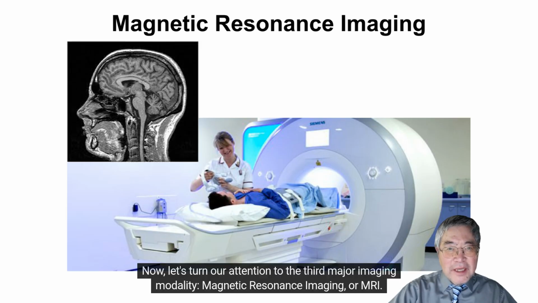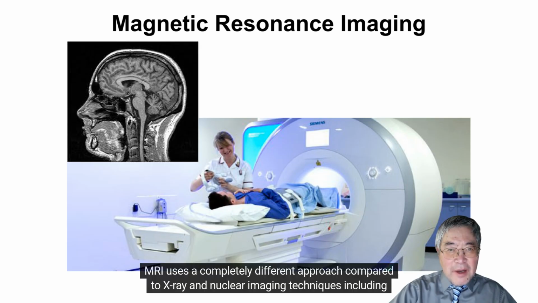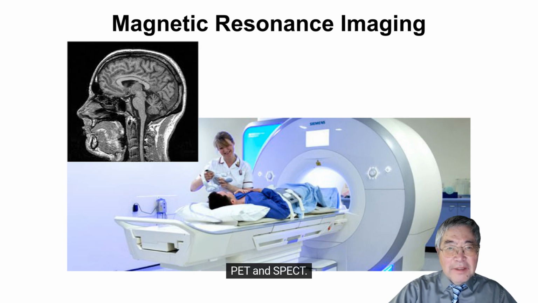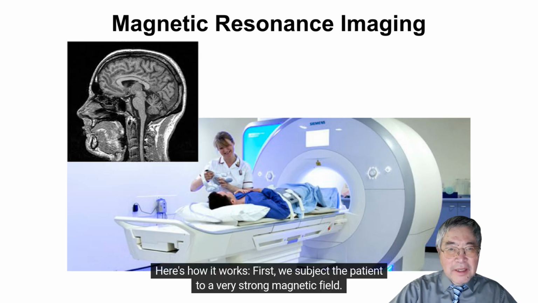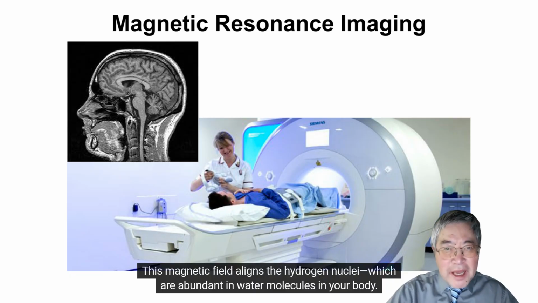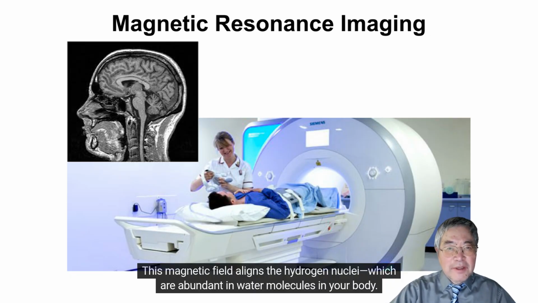Now let's turn our attention to the third major imaging modality, magnetic resonance imaging, or MRI. MRI uses a completely different approach compared to X-ray and nuclear imaging techniques, including PET and SPECT. In MRI, we utilize radio frequency signals to gather detailed images of the body. Here's how it works. First, we subject the patient to a very strong magnetic field. This magnetic field aligns the hydrogen nuclei, which are abundant in water molecules in your body.